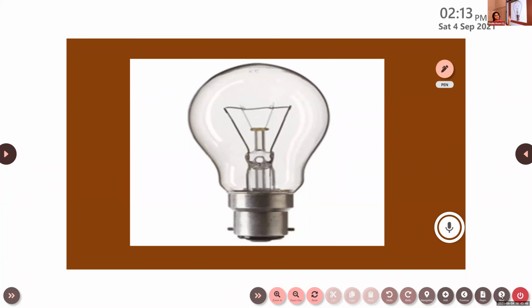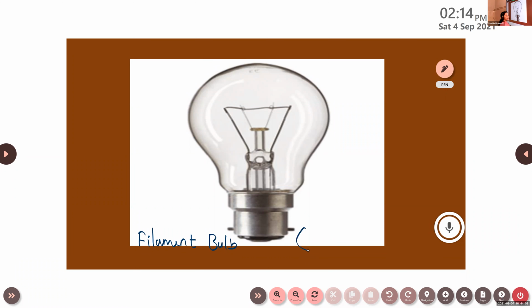Have you ever observed this type of electric bulb? Yes, ma'am. And can you name the bulb? Is it CFL or LED? Filament bulb. It's a filament bulb. These bulbs are filament bulbs, or normally we call it by another name.